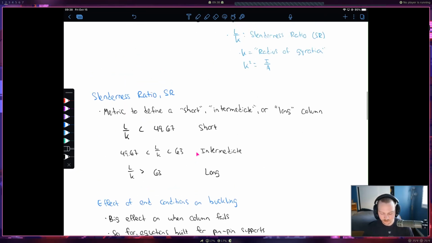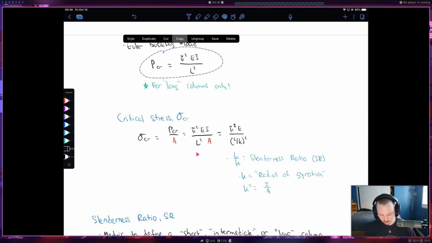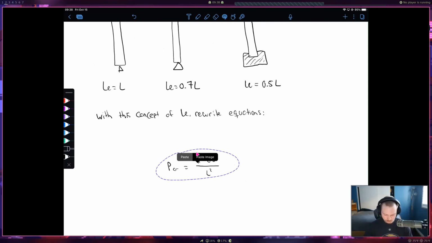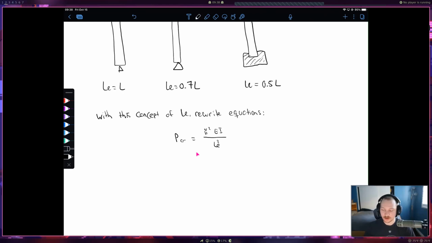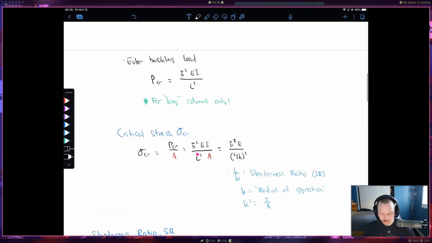Alright, so I'm just going to copy and paste to get our critical load. That's all I'm doing. I'm just changing L to L sub E for the effective length, and then same thing for the critical stress.